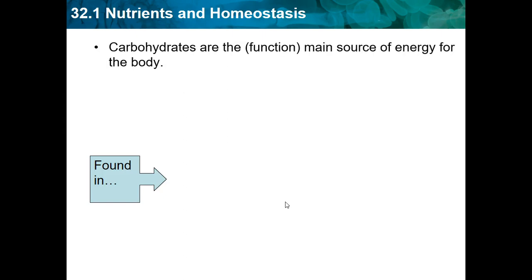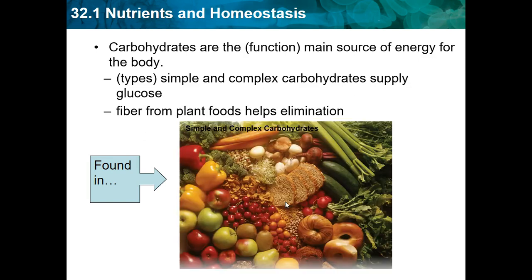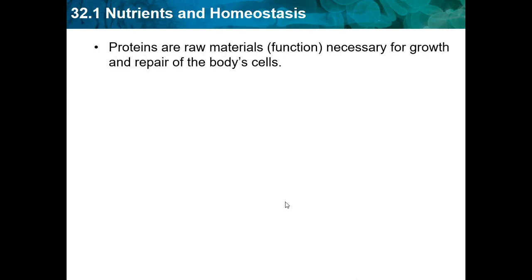Carbohydrates are the main source of energy for the body. So simple and complex carbohydrates supply glucose, and glucose is basically sugar, and sugar is basically energy. So they're all the same. Fiber from plant food helps elimination, and so these are found in fruits and vegetables, and bread has a lot of carbs too.